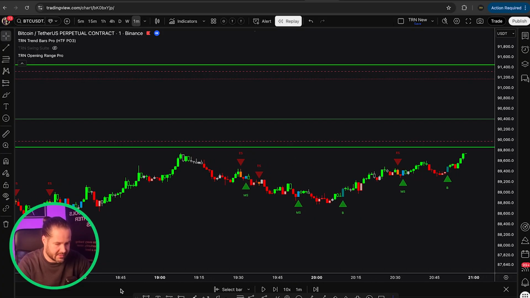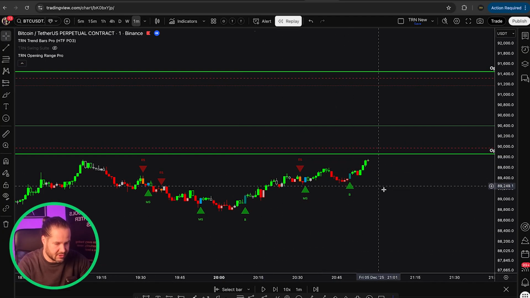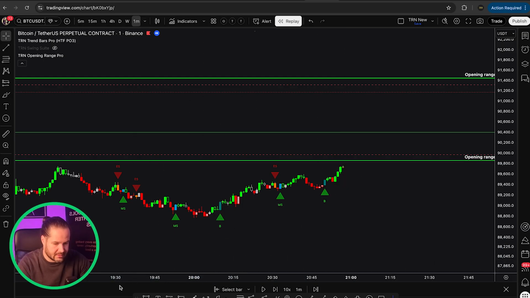Here we get another test of the opening range low right here. Let's see if we can get a signal this time. Yeah, here it is. The Trend Bars Pro indicator printed an evening star pattern, as you can see right here. And this will be our short entry signal in this case.